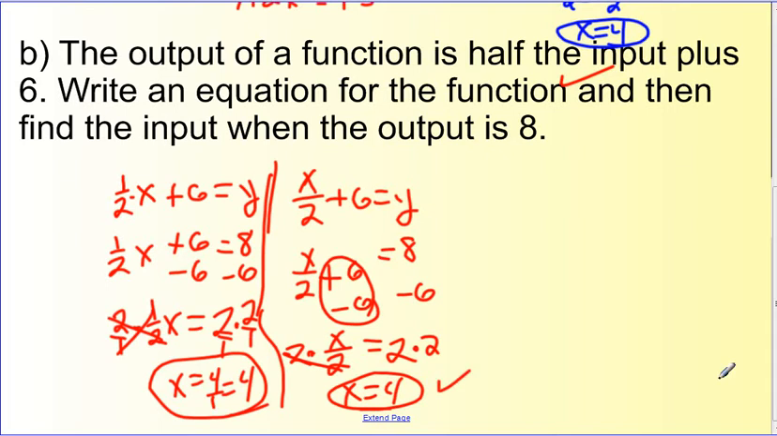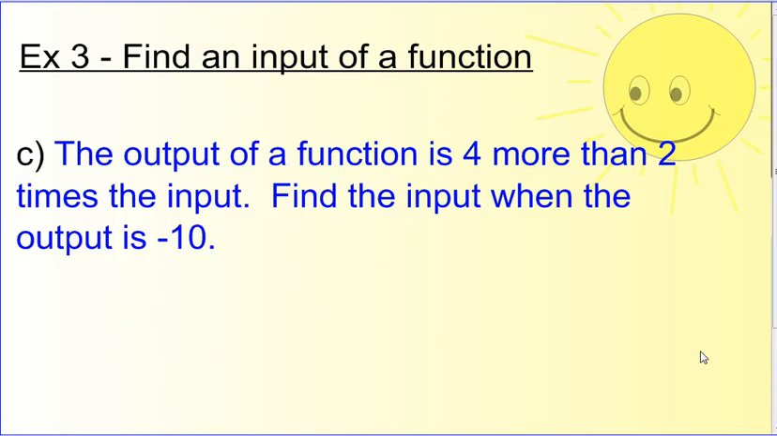Okay. Letter C, I'm going to have you copy down, pause the video, try it. When you're ready to continue, hit play, and we'll go through it together. Okay, it says the output of the function is 4 more than 2 times the input. 4 more than 2 times the input. And that's equal to the output. There's our equation. So find the input when the output is negative 10.